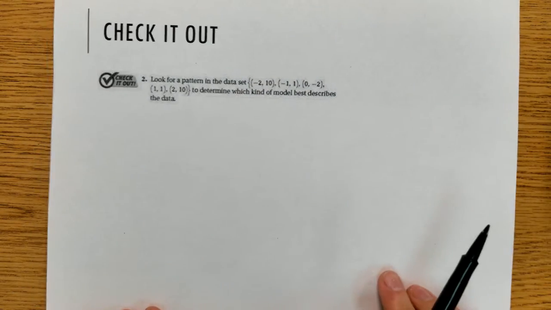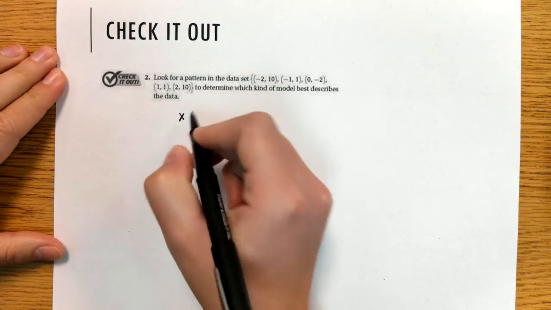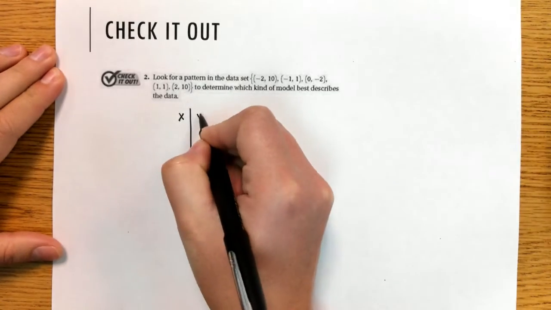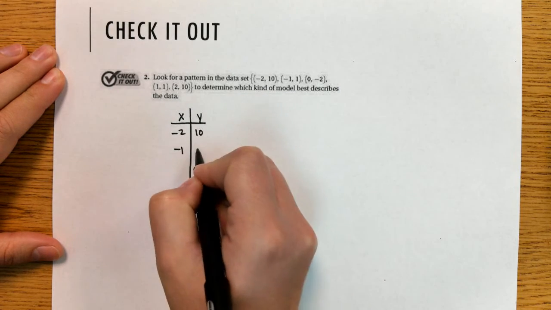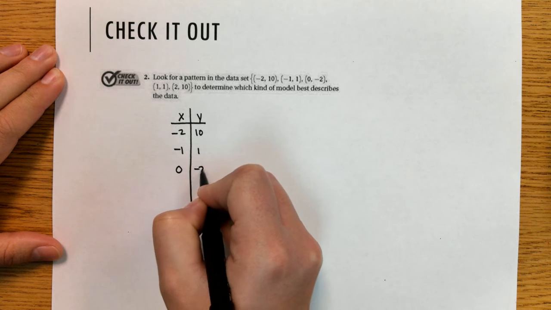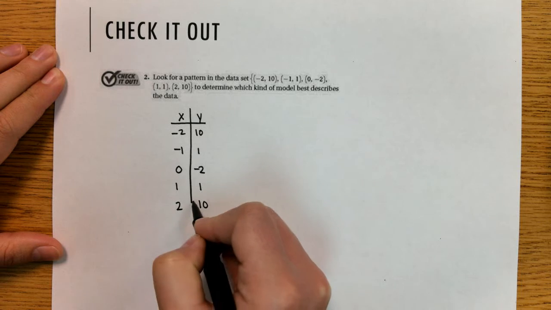So now there is a check it out problem for you to do. You're going to look for a pattern in the data set to determine which kind of model best describes the data. So I recommend putting this in a table first and then looking for a pattern. So go ahead, take a moment, pause the video, and then resume when you're ready to check your answer. So I'm going to set up an XY table. So we have -2, 10, -1, 1, 0, -2, 1, 1, and 2, 10.